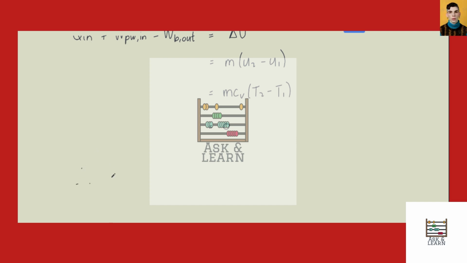Now, since the right-hand side goes to 0, and u is a function of temperature for ideal gases, we get that the internal energy u2 is equal to the internal energy u1. So the two states have the same internal energy when the temperature of state 2 is the same as the temperature in state 1.